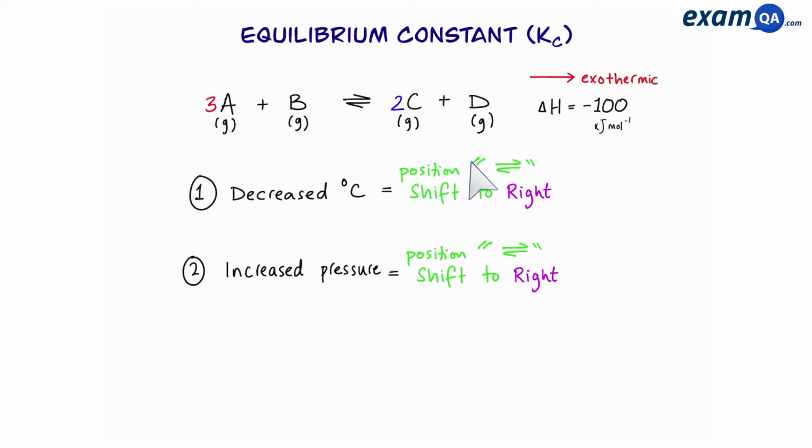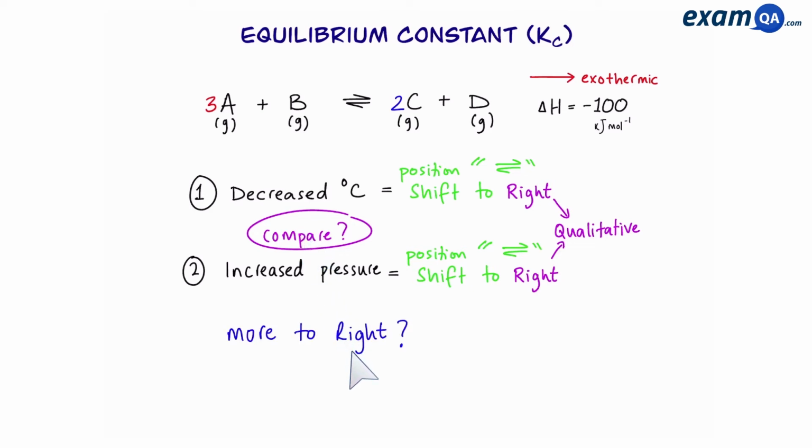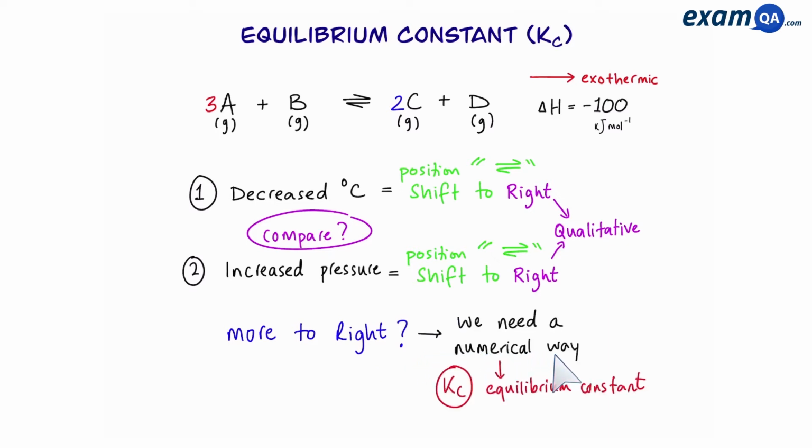Now, saying right in both scenarios is a qualitative way of describing the position of the equilibrium. In both scenarios, they're moving towards the right. However, what if we want to compare them and know which one has gone more to the right? Did decreasing the temperature shift it more to the right, or did increasing pressure shift it more to the right? For this, we need a numerical way of comparing them, and that is where the equilibrium constant comes in.